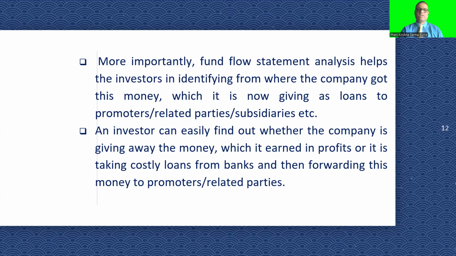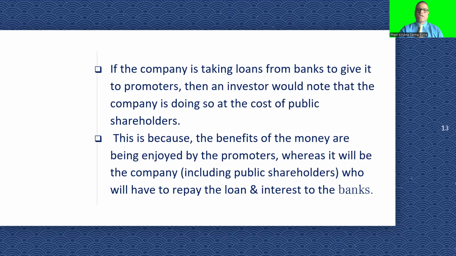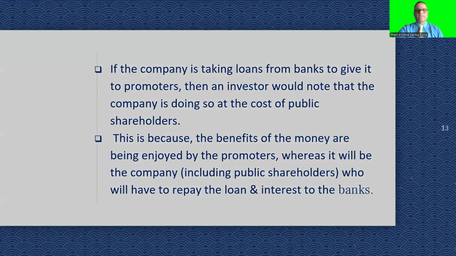An investor can easily find out whether the company is giving away the money which it earned as profit, or whether it is taking costly loans from the banks and then forwarding this money to promoters and related parties. If the company is taking loans from the banks to give to its promoter, then an investor would note that this company is doing so at the cost of public shareholders. This is because the benefits of this money are being enjoyed by the promoters, whereas it will be the company, including public shareholders, who will have to repay the loans and interest to the banks.